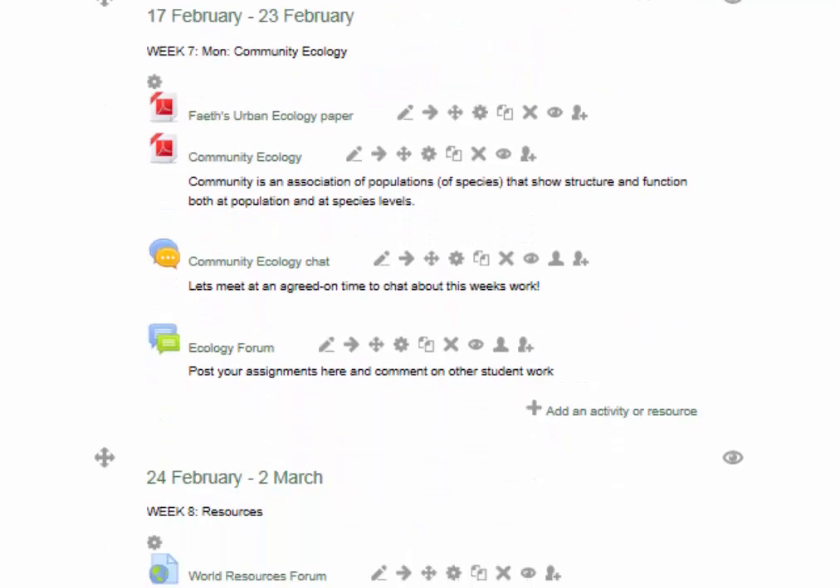We'll be looking at community ecology as well, and that differs from population ecology in that in community ecology we're kind of looking at populations of species with structure that have differences at the species level. So we'll be looking at that as well.